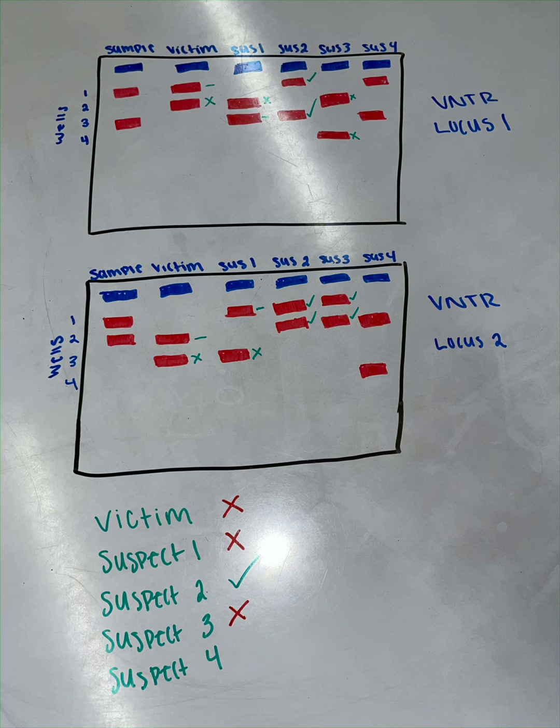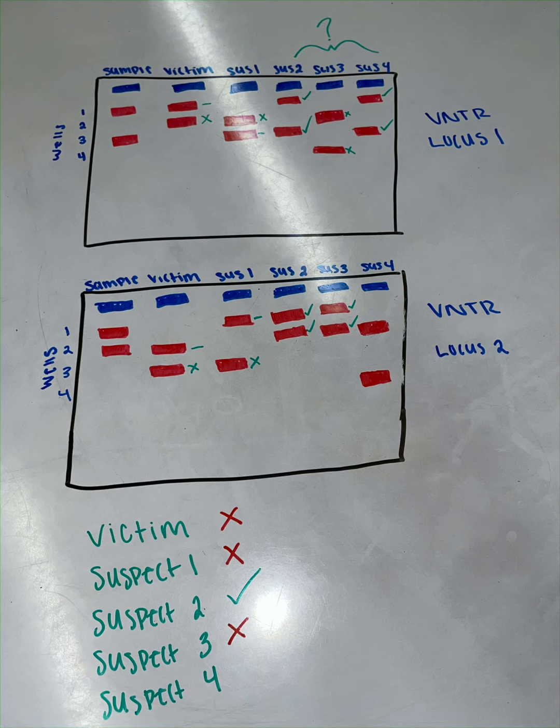We still want to check the other suspects, so we look at the bands of suspect 3 compared to the sample. We see that in locus 1, the bands do not match up, but they do in locus 2. Because the bands only match up in one locus and not both, we cannot say that this suspect left a hair at the crime scene and exclude them as well.